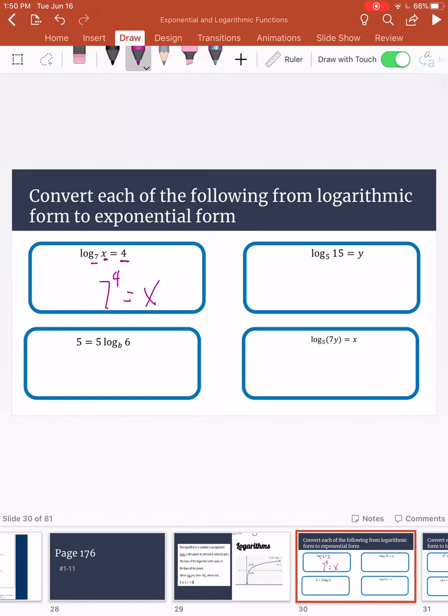All right, so I want you to press pause and see if you can figure out the rest of the questions. So the next one, my base is 5 to the exponent of y equals my argument, which is 15.